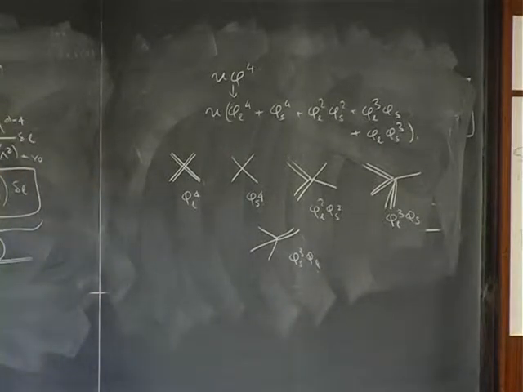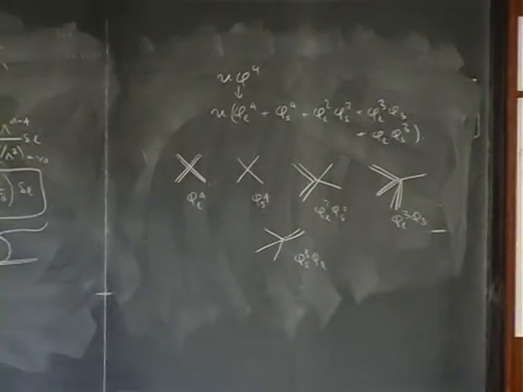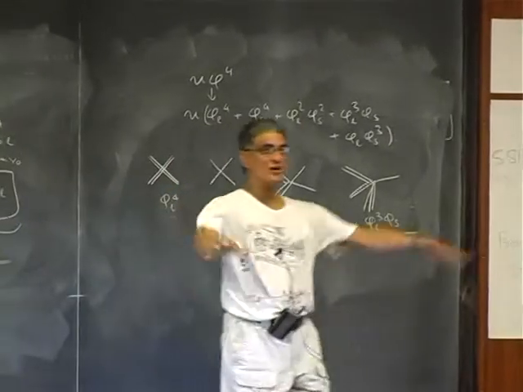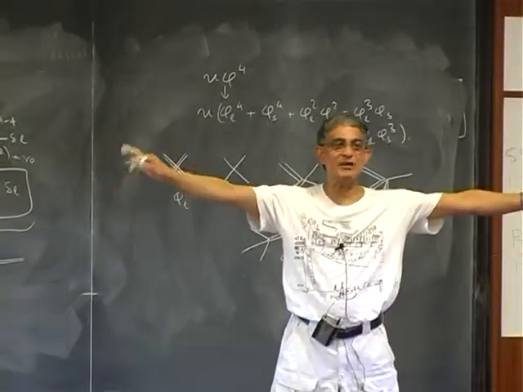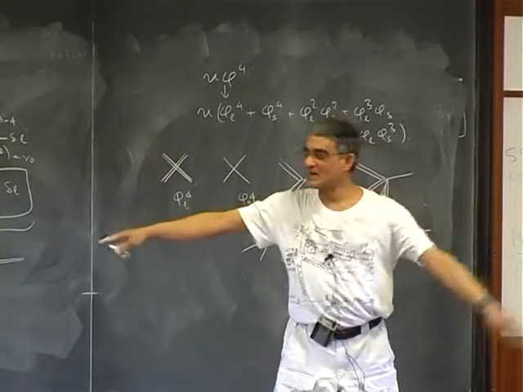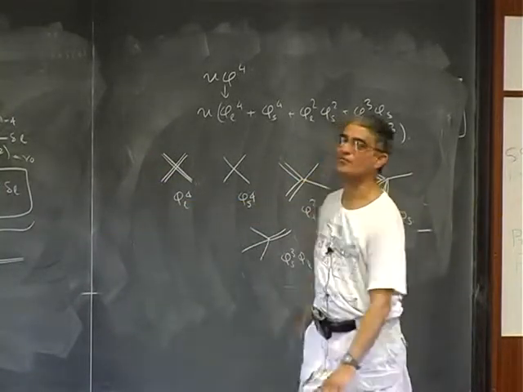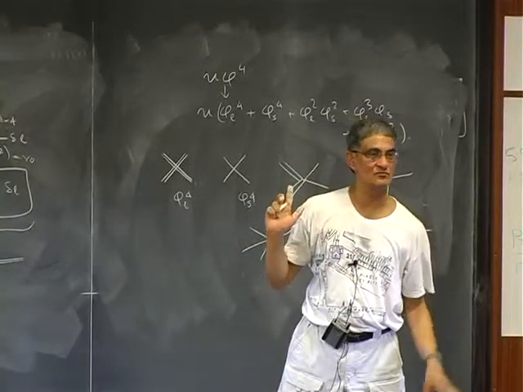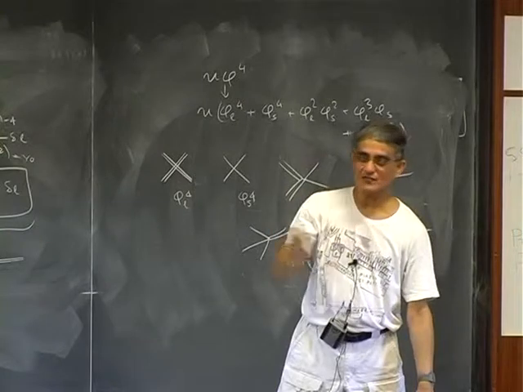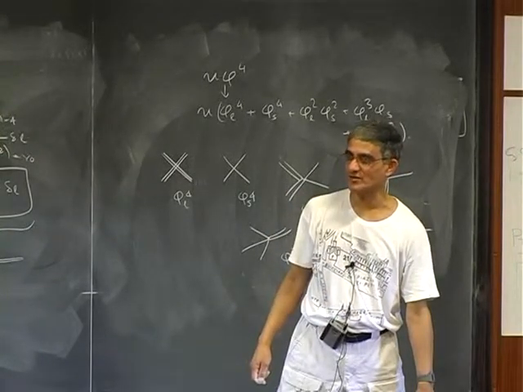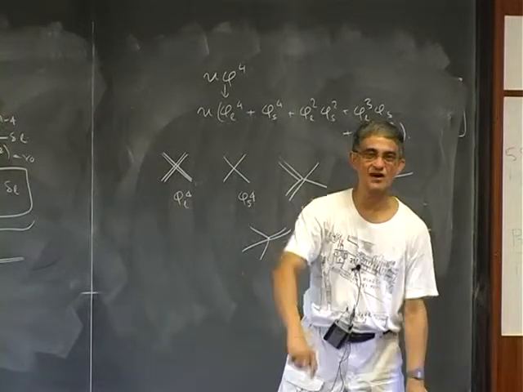Okay. Calculating things to order u meant that I look at whatever number of these double lines are hanging outside like that, and I can only use one of these vertices, and whenever I see a single line, I have to join them somehow. And every time I join them, I get a propagator, which is 1 upon k square plus r. Those are in summary the Feynman rules.